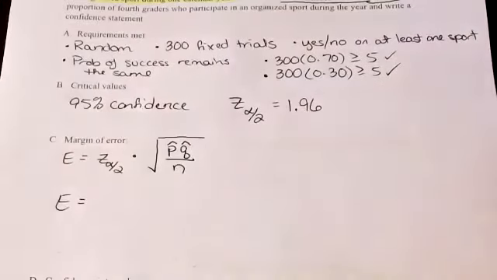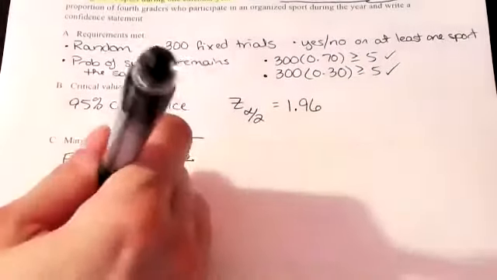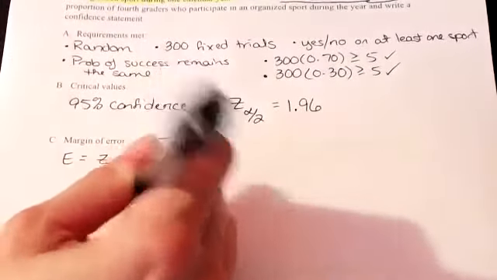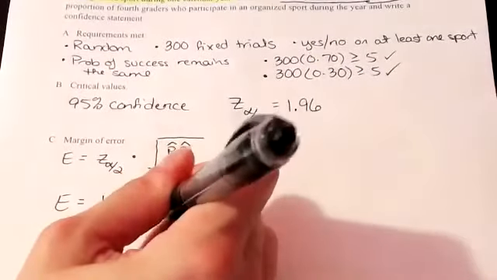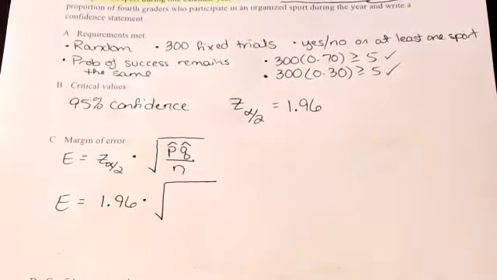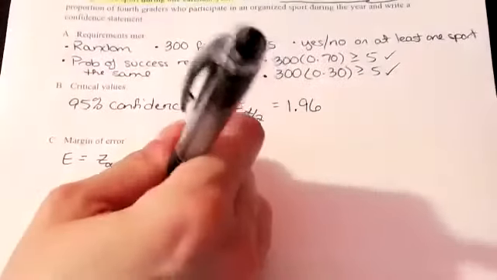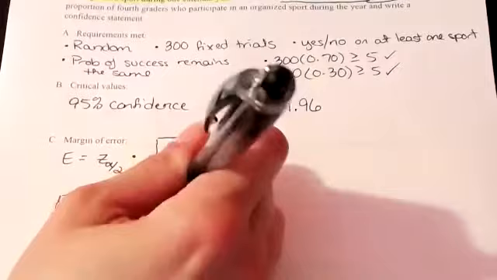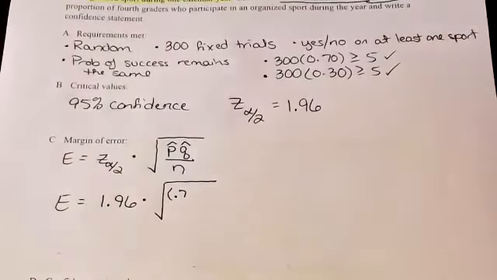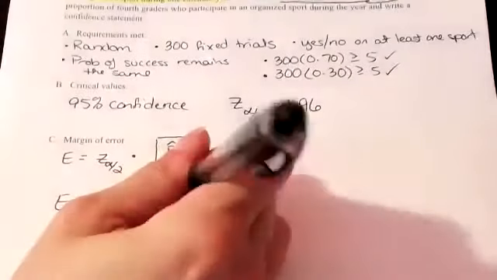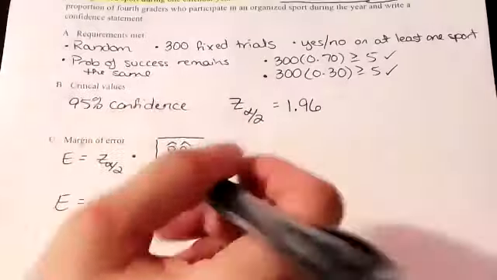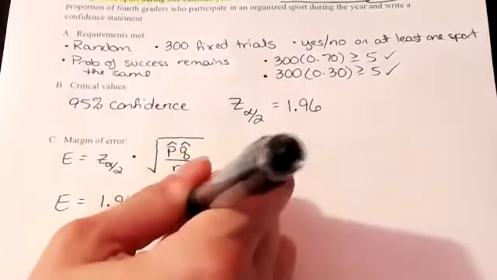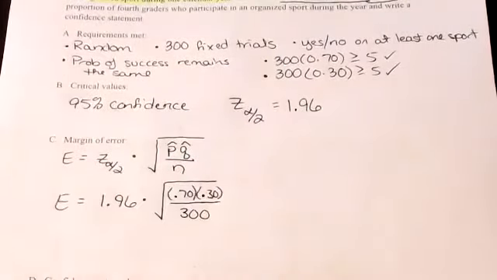We know that our critical value is 1.96. We're going to multiply that by the square root of, we see that P hat is 0.70 or 0.7. It doesn't matter, they're the same. Times 0.3 or 0.30, again, the same thing. Divided by N, which is in this case 300. There were 300 trials.